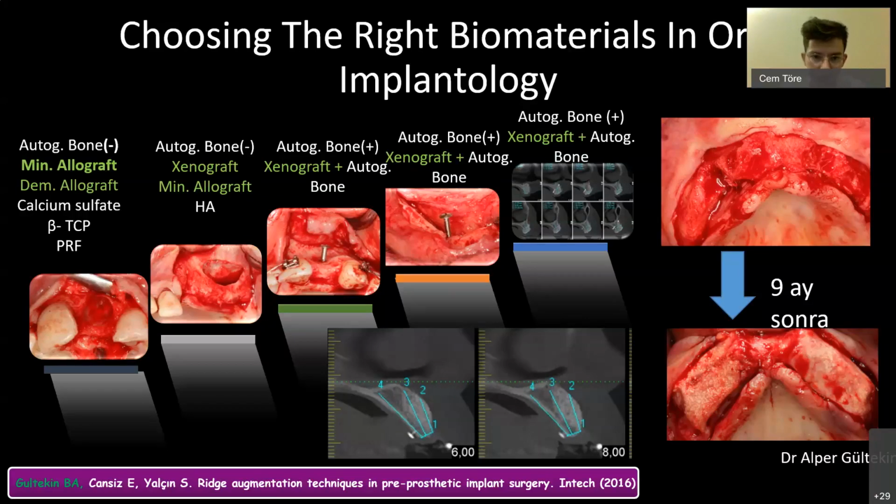The downside of this is, as we will discuss in more detail later on, that in combination defects, if we have done both lateral and vertical augmentation, we need 9 months of healing. So not 6 months like the sinus, but 8 or 9 months at a minimum is a proper time for this to heal. But in the end, we will be rewarded with this.